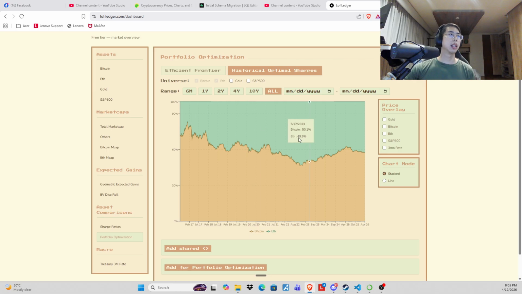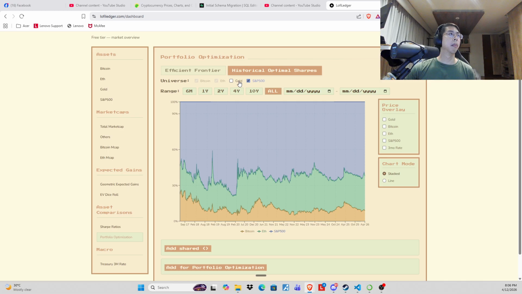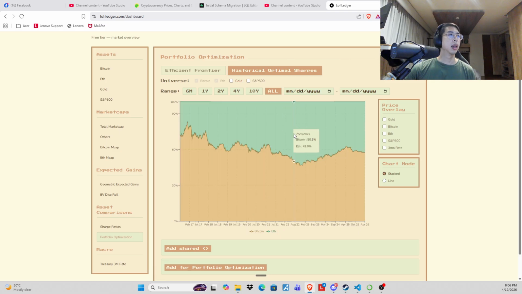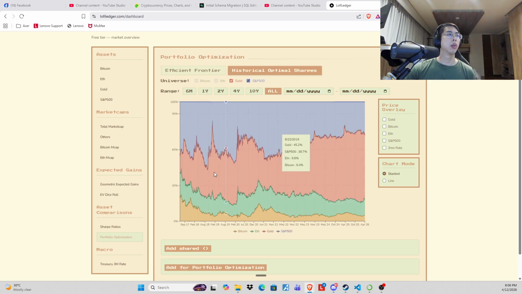I'm mainly using this right now for the crypto side, mainly because I don't have any gold or the S&P. I do want to scale into these eventually, but right now I don't think it's the time to buy. So right now I'm mainly using it for this. But if you do have gold and the S&P, you might want to use these charts to consider how to structure your portfolio in a way that makes sense for you.